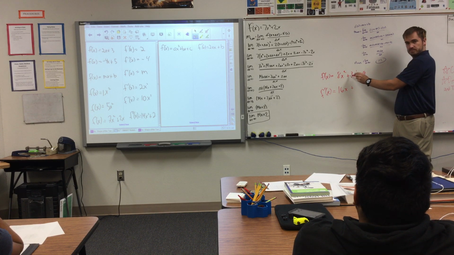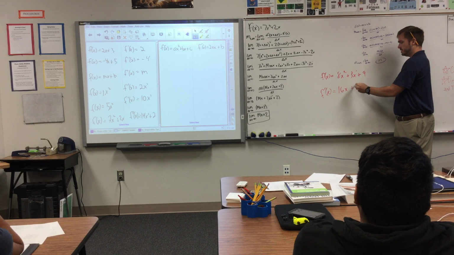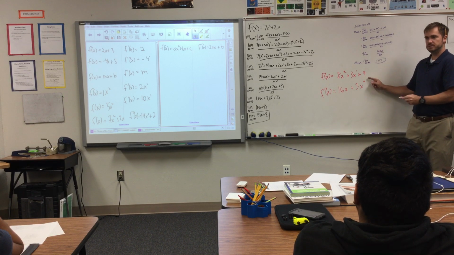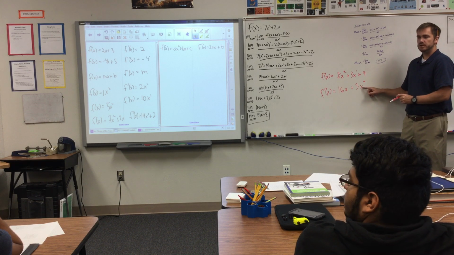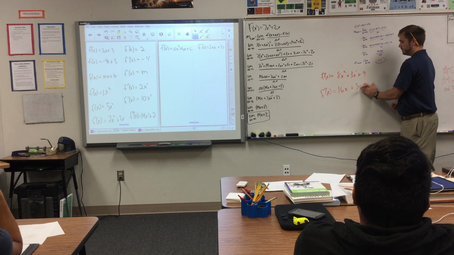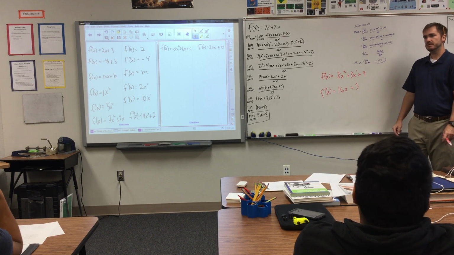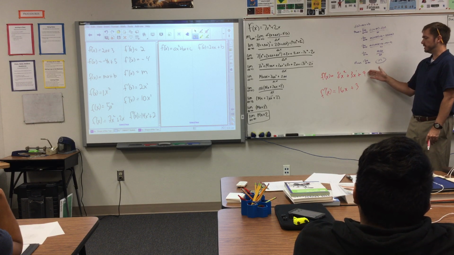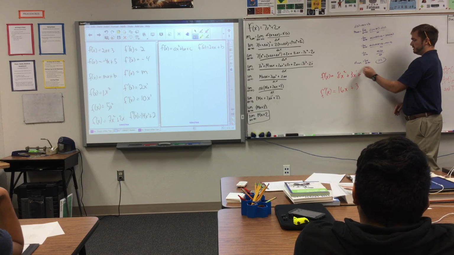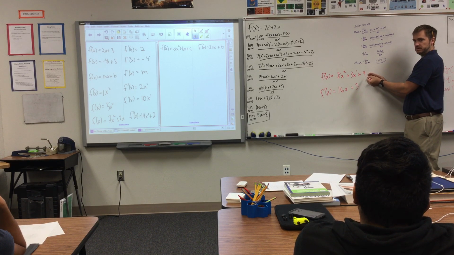Take that 1, multiply it by the 3, so it becomes 3. And then if you want to think about it, this would be x to the 0. I don't know if y'all remember, anything to the 0 is 1, so it's really just 1, so we just write 3.